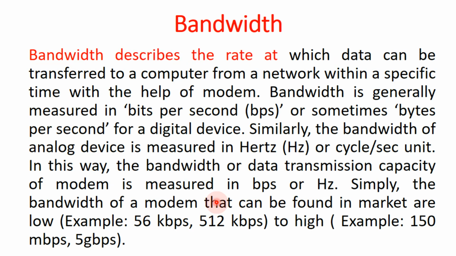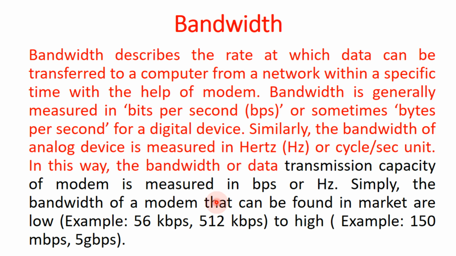Bandwidth describes the rate at which data can be transferred to a computer from a network within a specific time with the help of a modem. Bandwidth is generally measured in bits per second, bps, or sometimes bytes per second, for a digital device. Similarly, the bandwidth of an analog device is measured in hertz, Hz, or cycles per second. In this way, the bandwidth or data transmission capacity of a modem is measured in bps or Hz.